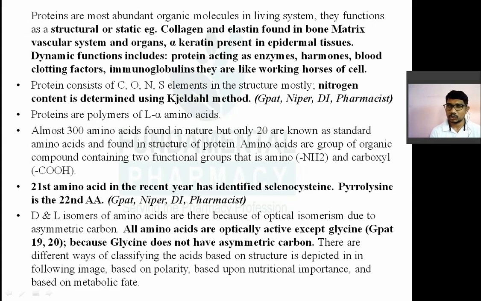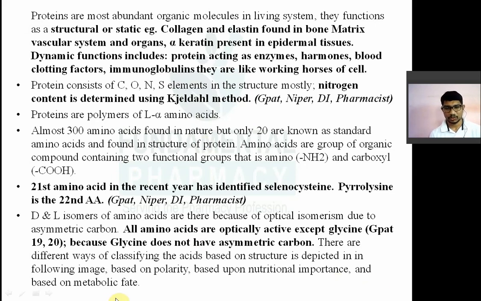Depending upon the polarity, they are also classified. Depending upon their structure, they are also classified. So structural classification and nutritional classification is very important, and this metabolic classification also. So glucogenic amino acids and ketogenic amino acids, and both glucogenic plus ketogenic amino acids are classified. So in this, what is important, I will mark it.